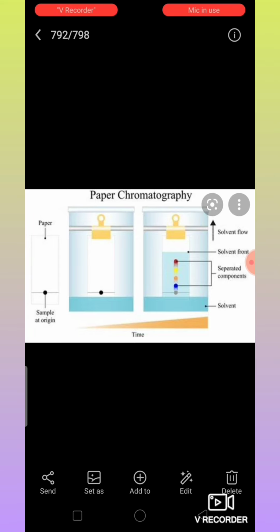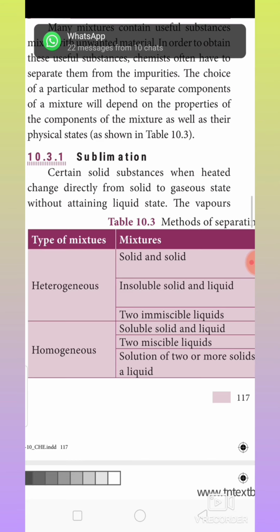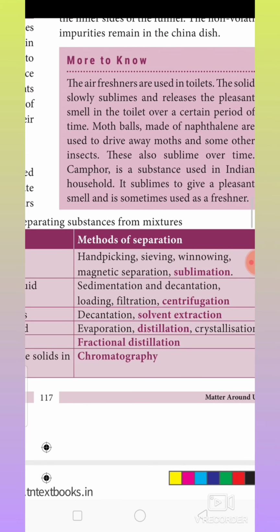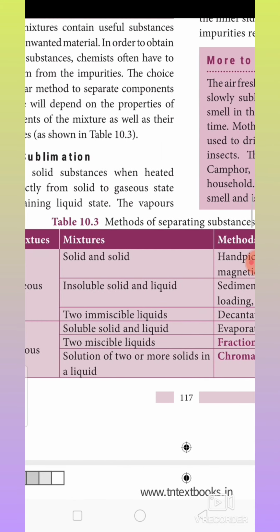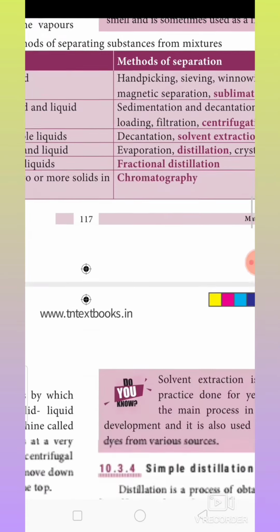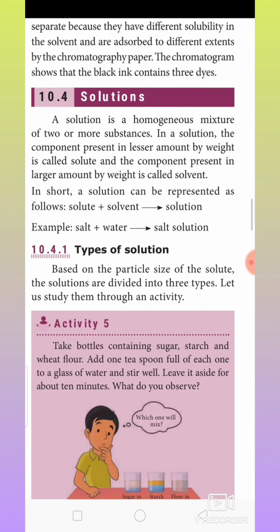The chromatogram shows that the black ink contains 3 dyes, as in your book. On page number 117 in your textbook, they have shown you types of mixture, the components of the mixture in the next column, and the methods of separation for each particular mixture type, given in the table. So you go through the table, it may be important from the exam point of view. So let's move on to another topic.